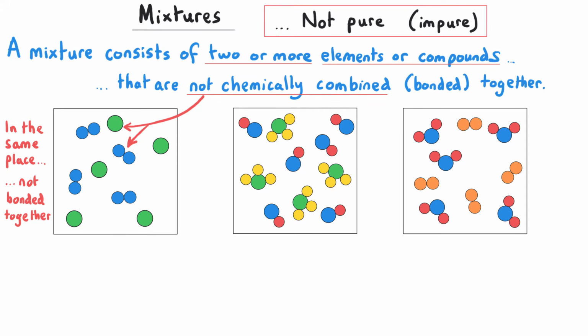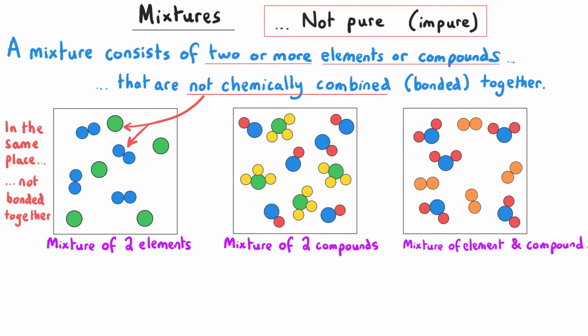And you can have mixtures of all sorts of different substances. In the left-hand diagram, we've got a mixture of two different elements in the same place but not chemically combined. In the second example, we've got two different compounds that aren't bonded together, they're just mixed together. And then in the third diagram, we've got an element and a compound mixed in the same place.